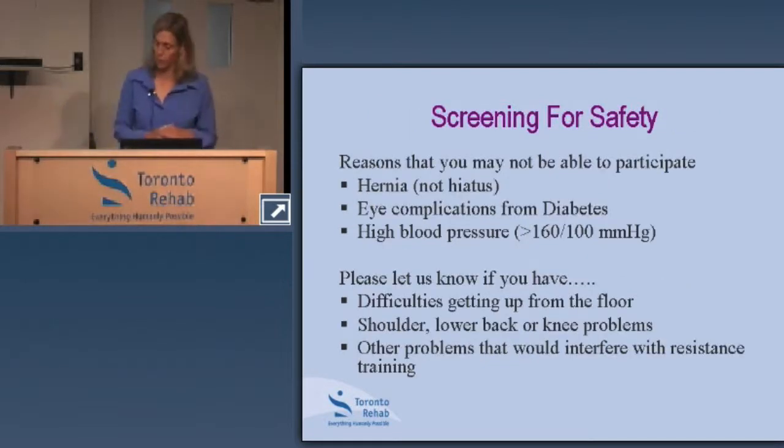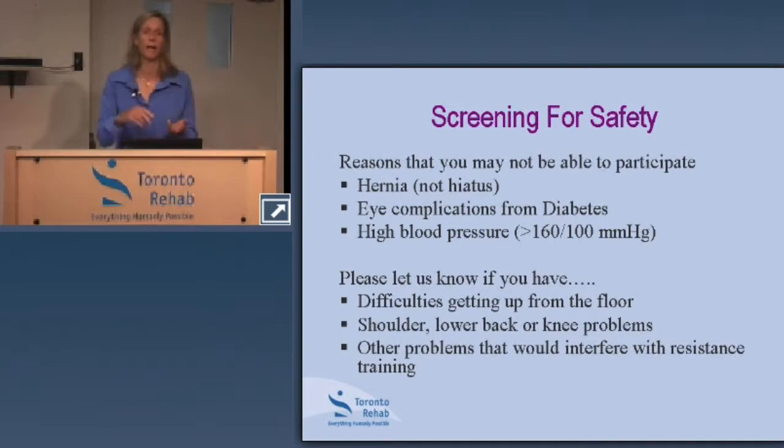Now, we know from a lot of research that's been done in the past that weight training is very safe for people who have a history of heart disease. So if you've had bypass surgery, heart attack, a stent, or an angioplasty, weight training is very safe. However, there are a few contraindications to participating in weight training.